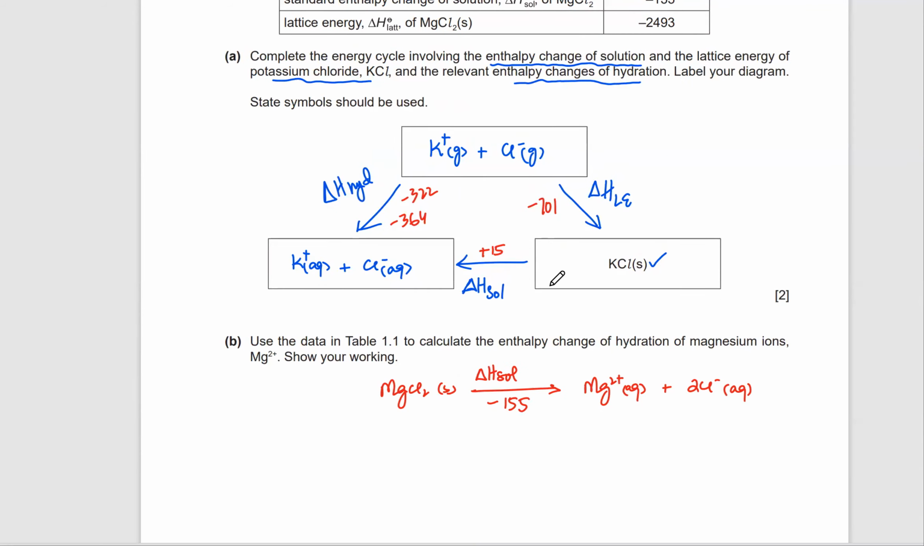So enthalpy of solution is done, now lattice energy. What is lattice energy? You form an ionic lattice from what? From gaseous ions. So the gaseous ions in this case are going to be Mg2+ gas plus 2Cl-1, also gas. The gaseous ions will combine to form MgCl2. So that's lattice energy.